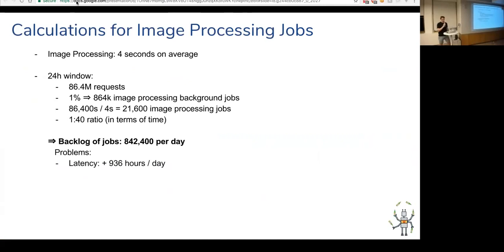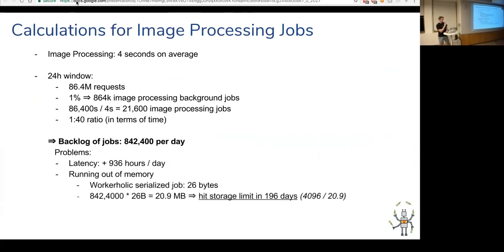The same thing as before. If you enqueue a job the next day, you're going to have to wait 936 hours before your job is executed. Now, in terms of memory, we have the same amount of memory taken for a serialized job. So here, the impact on memory is lower, but it's still not sustainable. In 196 days, you're going to run out of memory.